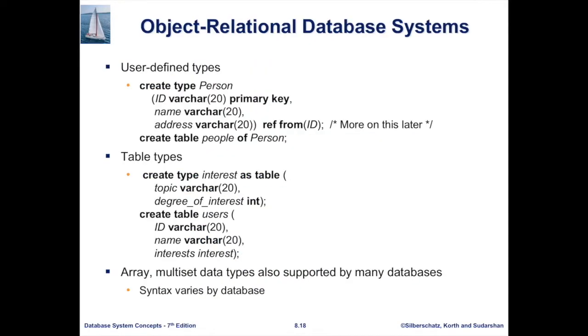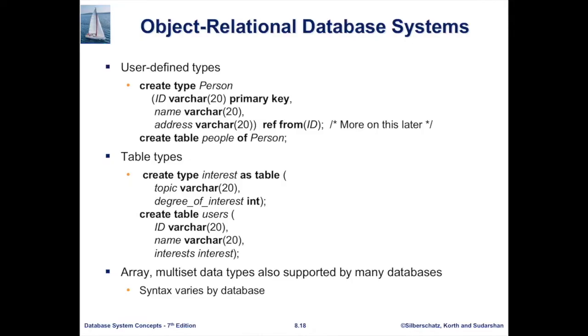For the object relational database systems, here we can see that the object-oriented database system can actually define object types, for example, person, with the following properties. So we have ID, name, address, and then you can also create a table out of it. So you can just use create table people, and people is the name of the table of type person.